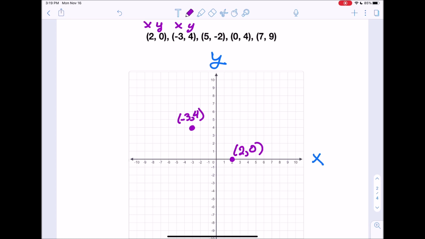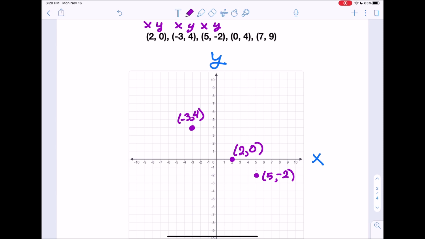them there. Okay. The next one we have 5 and -2, so X is always your first number, Y is always your second. So I'm going to find +5 for X and -2 for Y. I'm going to follow the lines until I see where they meet, and they meet right there. Okay, so this is going to be my 5, -2.